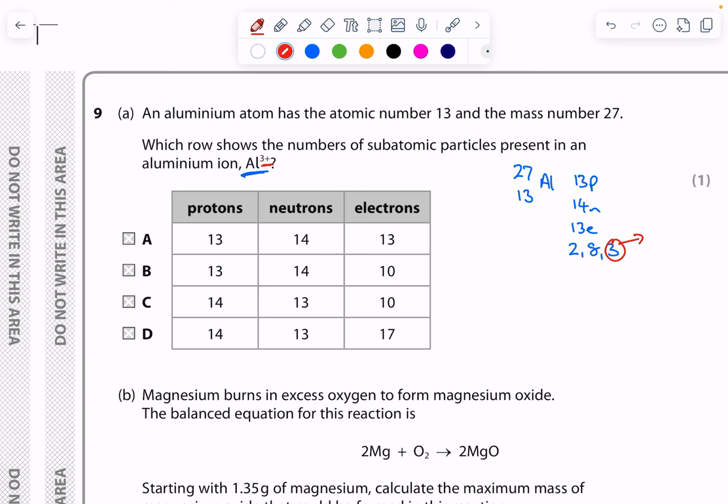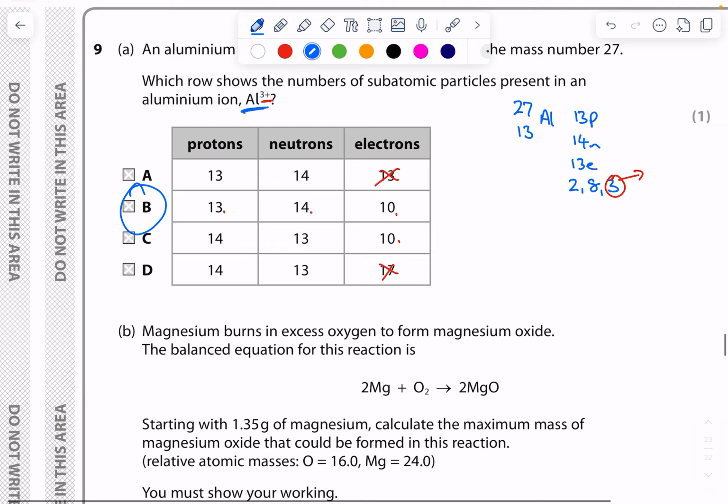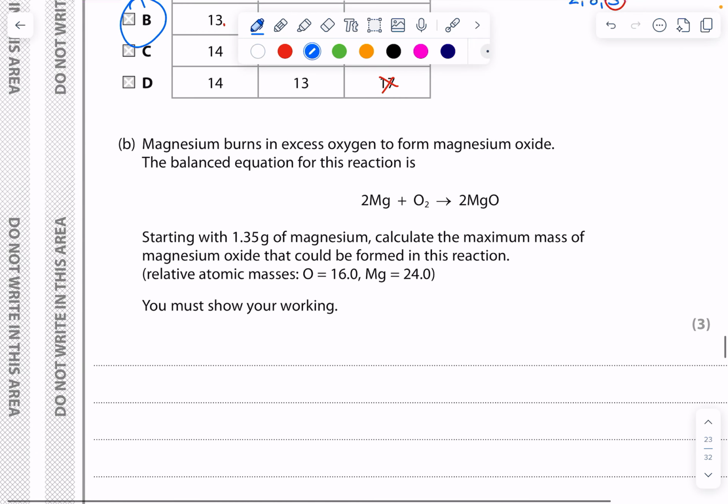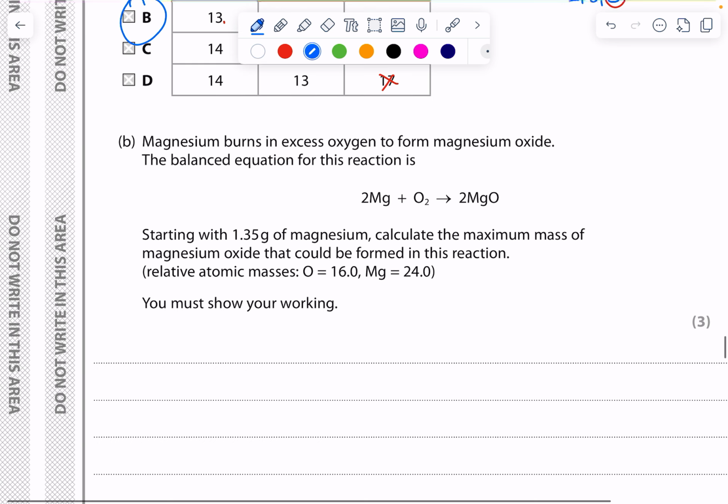So if we check over here what we've got, this has got too many electrons, as has this one. We've got 2 here with 10, so they could both be right. But option B has got 14 neutrons and 13 protons. So it's option B.